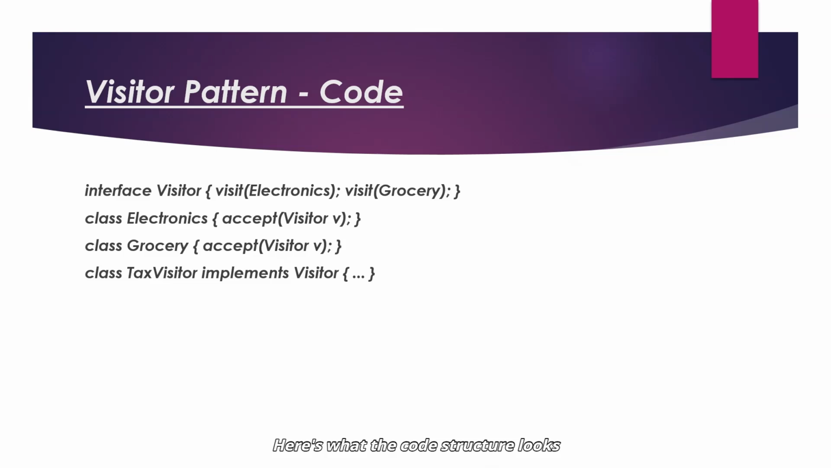Here's what the code structure looks like. We define an interface called visitor, where each method handles a different product type. Each product class, like electronics and groceries, implements an accept method. When we call accept, the visitor gets a chance to operate on the product without changing the product's own code. This makes the system very flexible and future-proof.